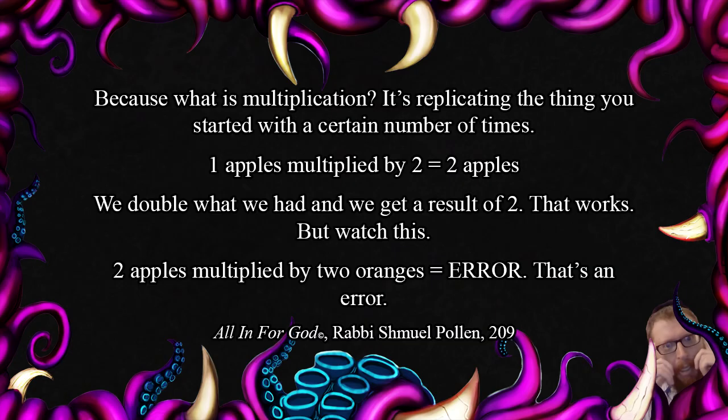Because what is multiplication? It's replicating the thing you started with a certain number of times. 1 apple multiplied by 2 equals 2 apples. We double what we had and we get a result of 2. That works. But watch this. 2 apples multiplied by 2 oranges equals error! That's an error!